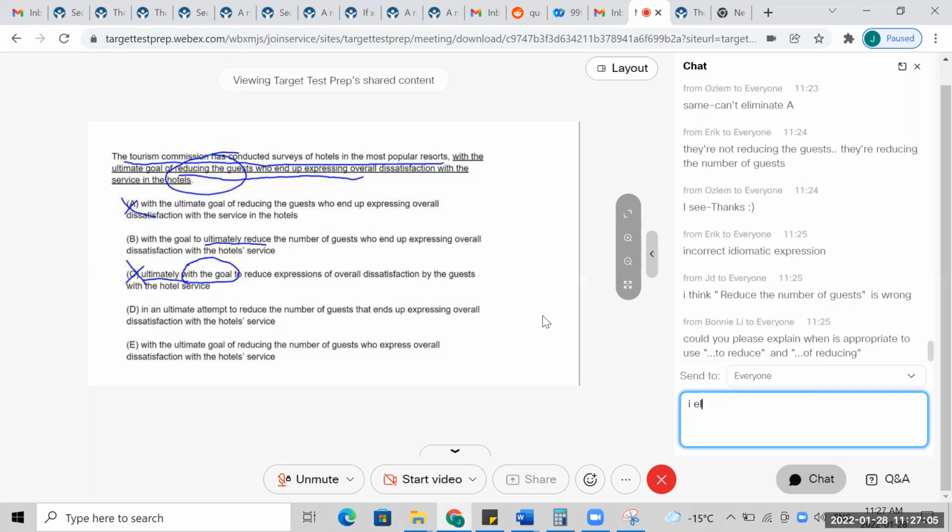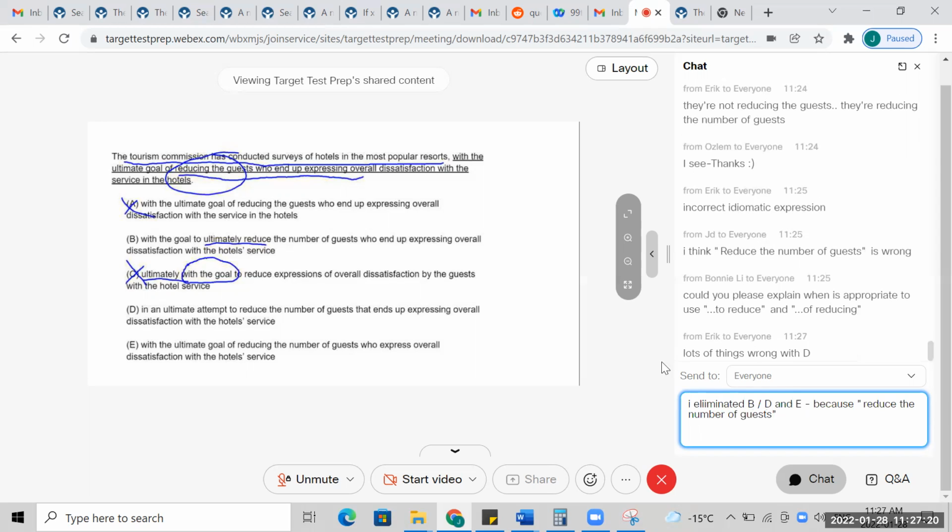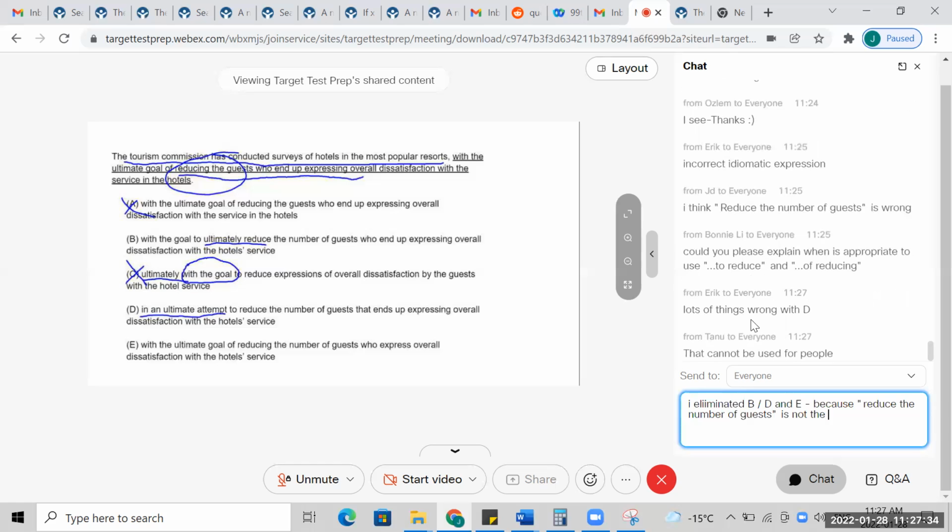Okay, D: "in an ultimate attempt to reduce the number of guests that ends up." I see a couple of things going on here, but once again we're moving around this word ultimate. So now it's "an ultimate attempt." This is funny because it sounds correct. We hear "in an ultimate attempt" all the time, so I guess that could be correct. It means "in a final attempt." So ultimate isn't so crazy there, but we saw the ultimate goal here, and I have a feeling that's not going to really work.